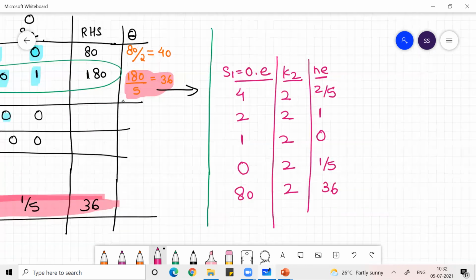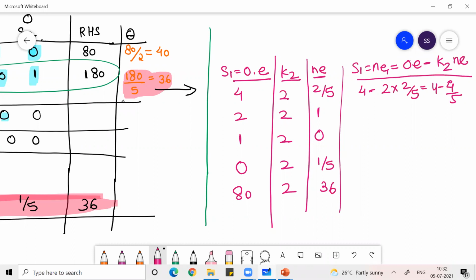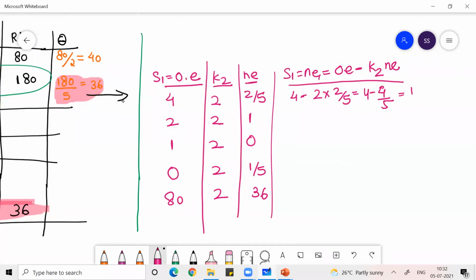Now we'll use the formula. The new values of S1 are the old value minus the constant, multiplied by the new values of x1. Applying the formula, 4 minus 2 into 2 by 5, so you get 4 minus 4 by 5, which will be 16 by 5.